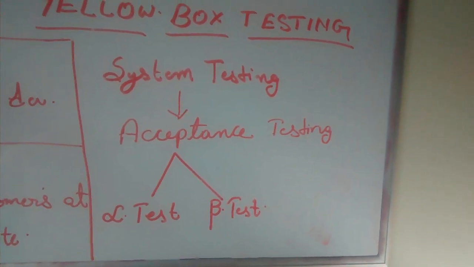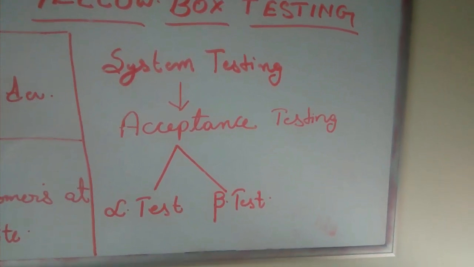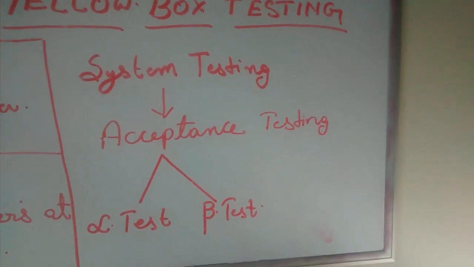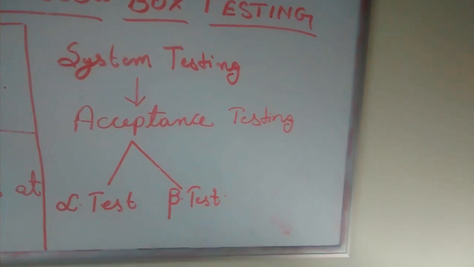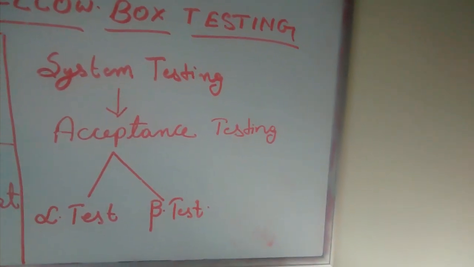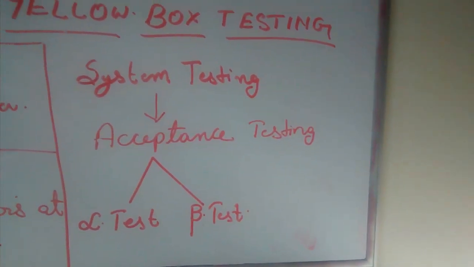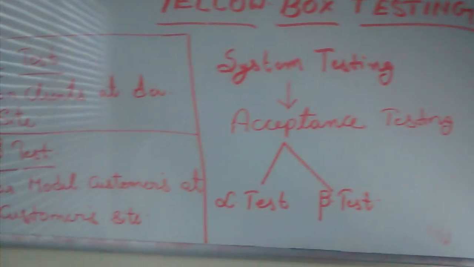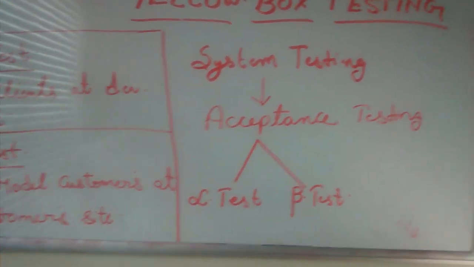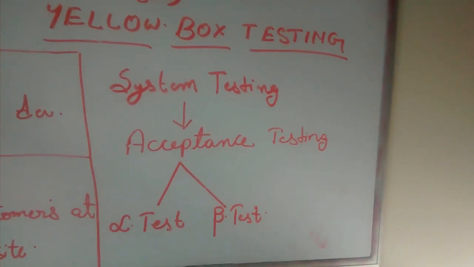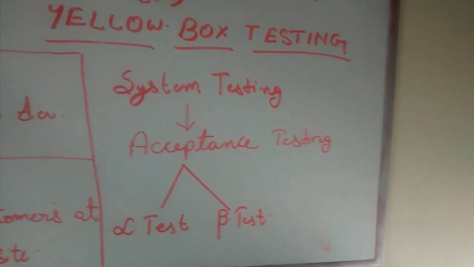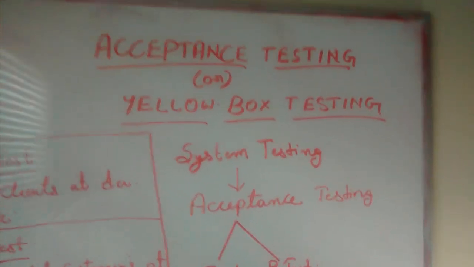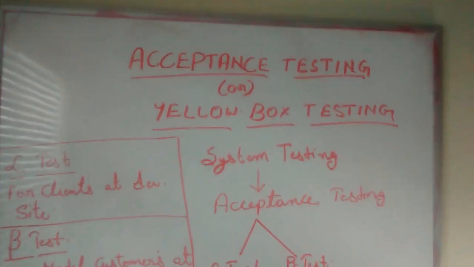In case of acceptance testing, if there are some changes, negotiation will go on between our company and the client. Whereas in product based companies, after we complete our system testing phase, we release beta versions or trial versions to our clients, who are also called model customers. We go to their site and install our software, and if they like it, they'll buy licenses for our software. This is what is called acceptance testing or yellow box testing.